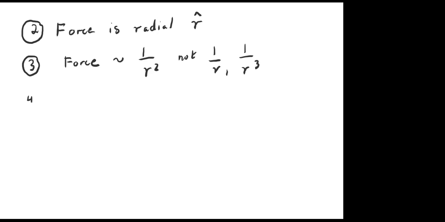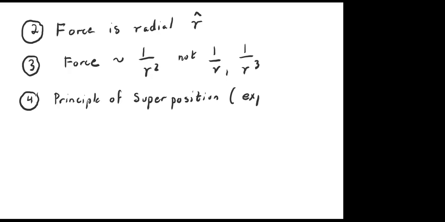Now, there's a fourth observation that Coulomb made. Sometimes people just write it down and say, well, that's clear. And it's not, or obvious is probably a better word. It's the principle of superposition. It turns out that there's no theoretical reason why, at least as far as I understand, this principle should be true. It's just an experimental fact.